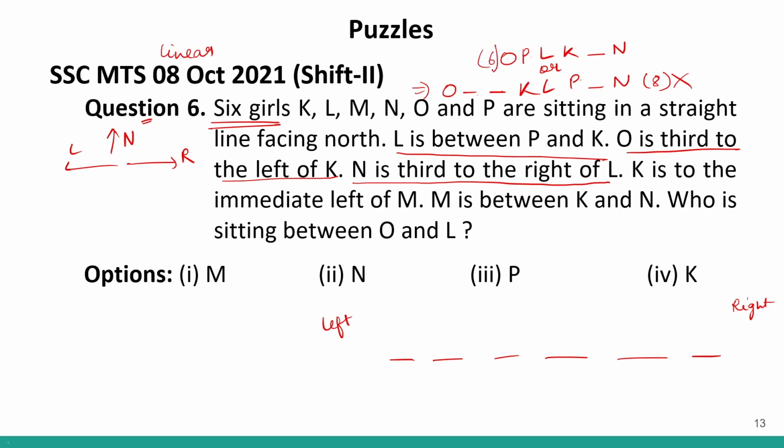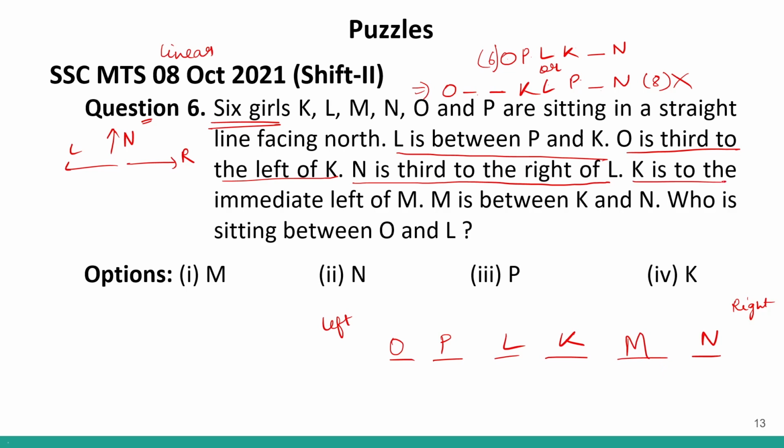In this we have 6 positions, so this one is correct. I can place O, P, L, K, one empty position and N. Now, the only person remaining is M, so M will come over here. Let us confirm this from the question.